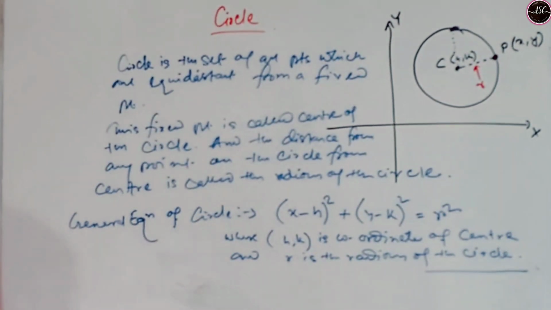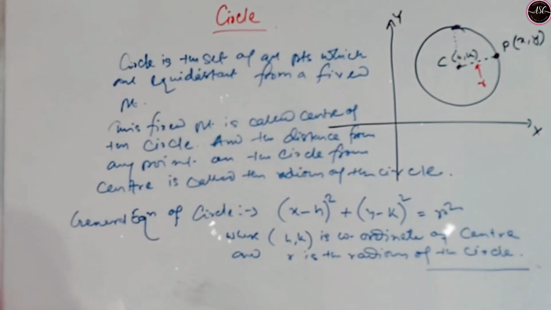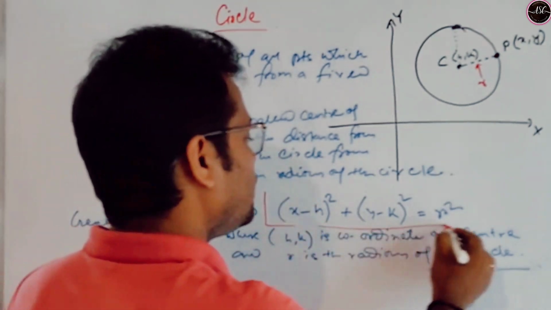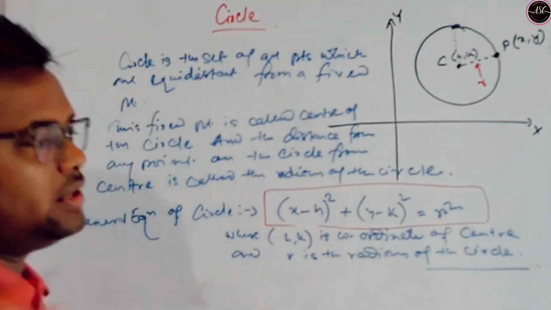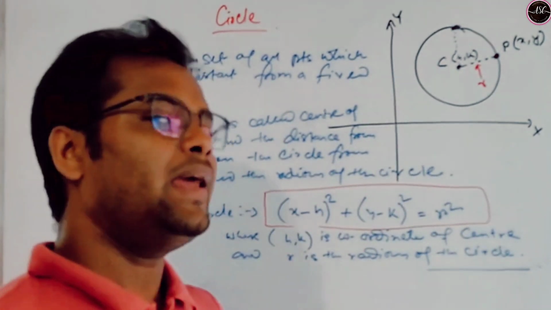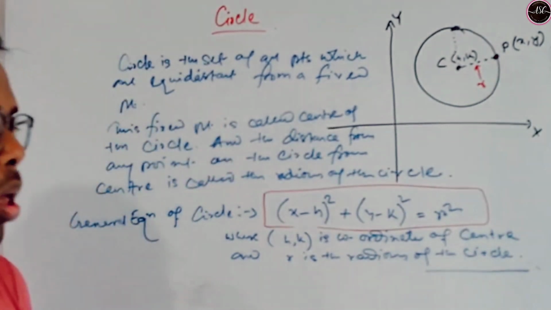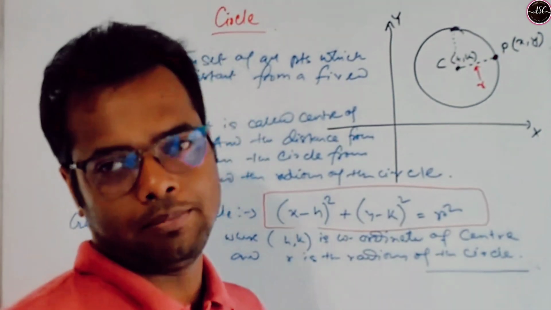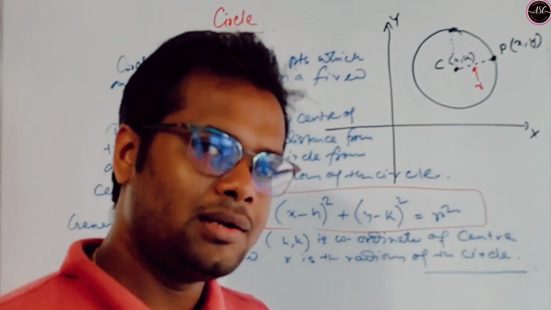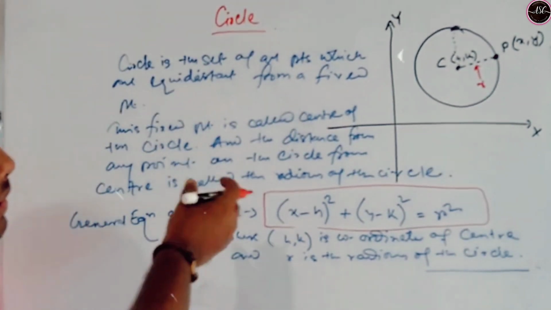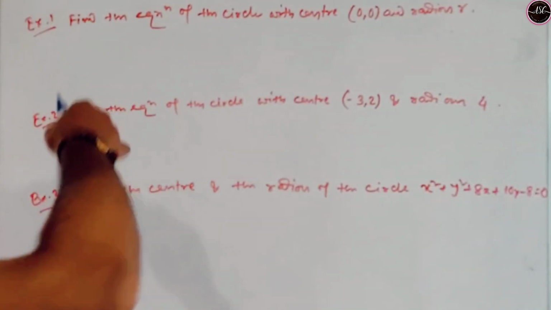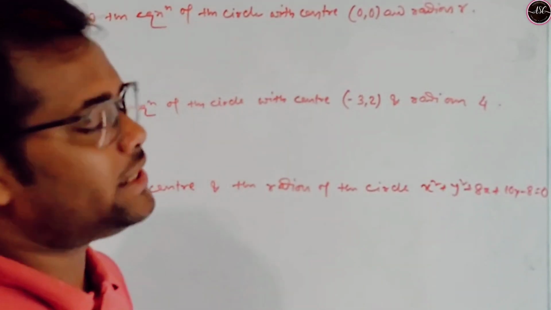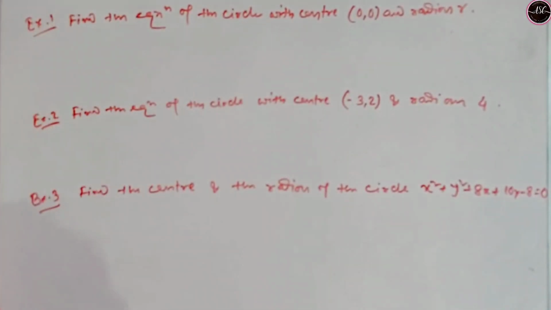So this equation is the general equation form of a circle, okay. By this we will solve various problems, okay. So let's start some example to better understand this topic, okay. Just look at this question. Find the equation of the circle with center 0, 0 and radius r.